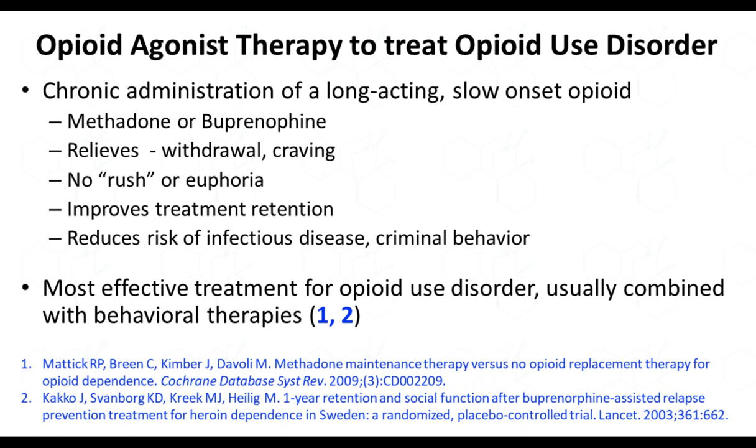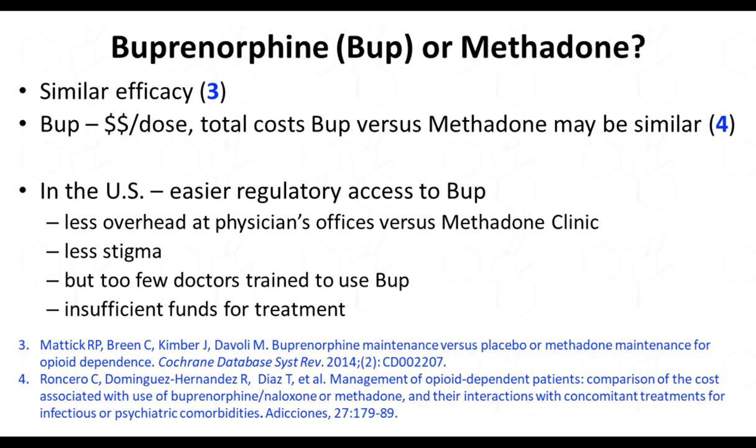There's only, when people are using those types of drugs, really a smaller amount of the time that there's actually the rush or euphoria immediately after a dose, and you don't get that with a long-acting, slow-onset opioid like methadone or buprenorphine. So using this medication improves retention of patients in a treatment program, reduces the risk of infectious disease from injecting drugs, and criminal behavior in order to obtain drugs illicitly. So it's really the most effective treatment for opioid use disorder. There's a lot of studies to prove that. I've given you a couple of references there at the bottom. And usually it's combined with behavioral therapies and other types of psychosocial support.